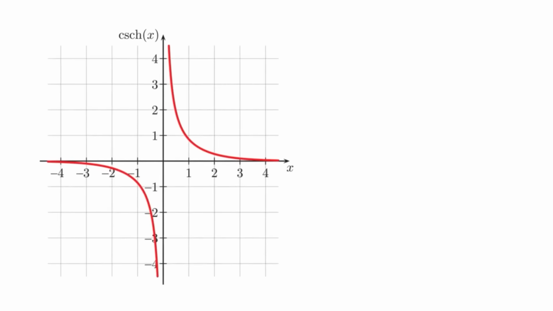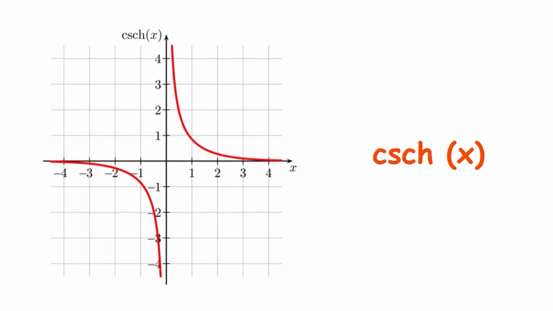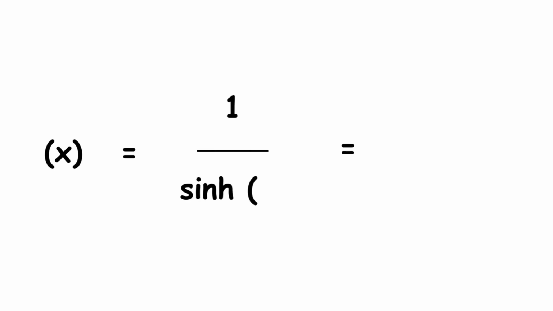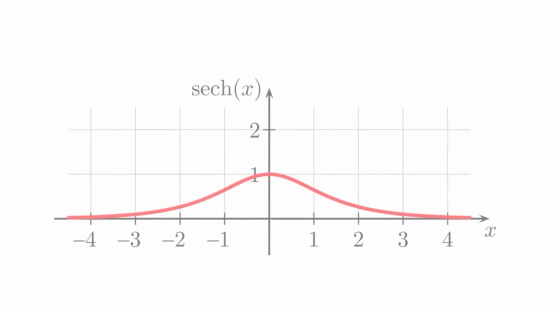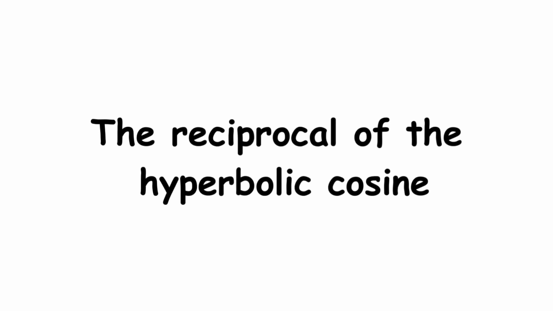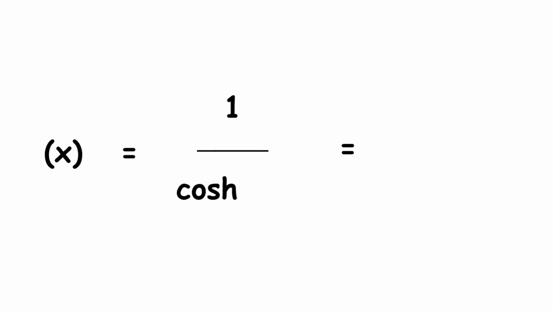In trigonometry, the hyperbolic cosecant of a real number x is a hyperbolic function defined as the reciprocal of the hyperbolic sine. Csch of x equals 1 over sinh of x equals 2 over e to the power of x minus e to the power of negative x. Hyperbolic secant function. In trigonometry, the hyperbolic secant is a hyperbolic function that assigns to a real number the reciprocal of its hyperbolic cosine. Sech of x equals 1 over cosh of x equals 2 over e to the power of x plus e to the power of negative x.